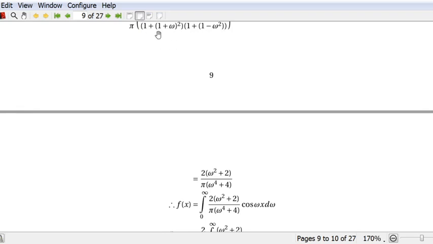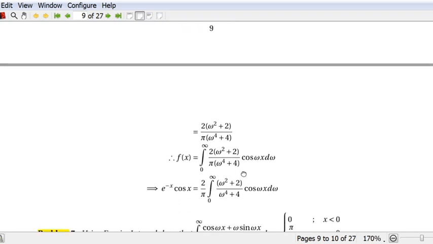Expanding this bracket, we get omega raised to 4 plus 4. So 2 into omega square plus 2, by pi into omega raised to 4 plus 4. That is our A of omega. Therefore f of x equals integral 0 to infinity A of omega into cos omega x d omega. A of omega is 2 omega square plus 2 by pi into omega raised to 4 plus 4.